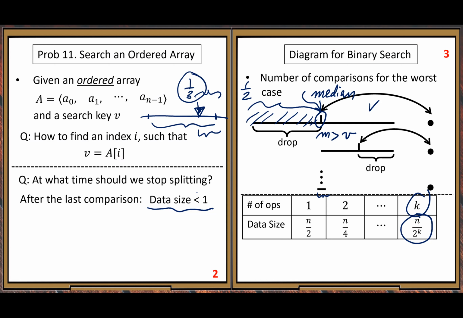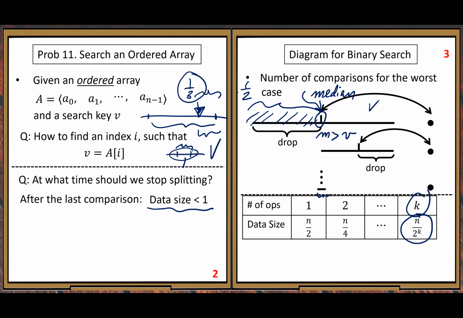It cannot cover 2 elements, right? If 2 elements, the data size should be greater than or equal to 1, right? Yeah, greater than or equal to 1. The data size here, we consider as the length between 2 elements. If the difference is 1, that means you may have 2 elements.